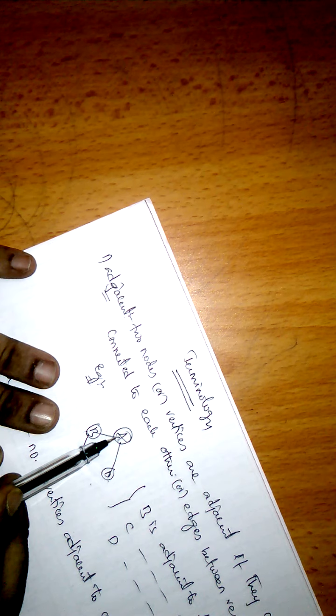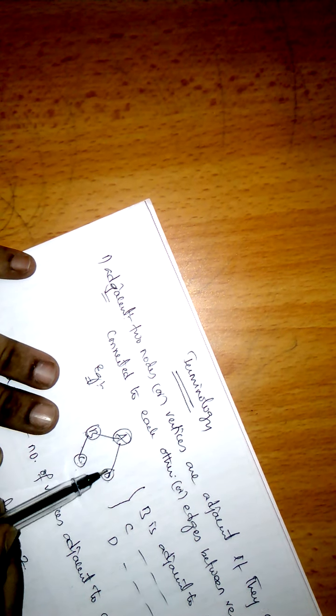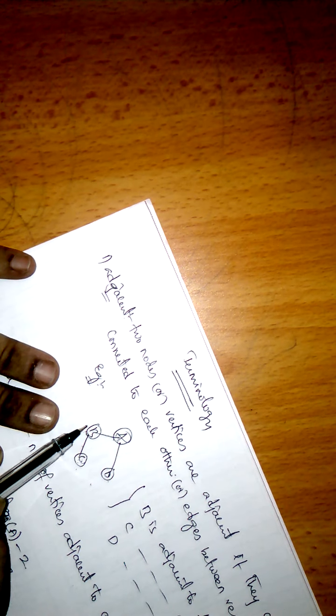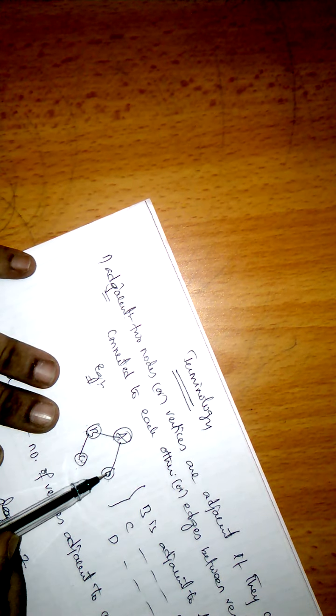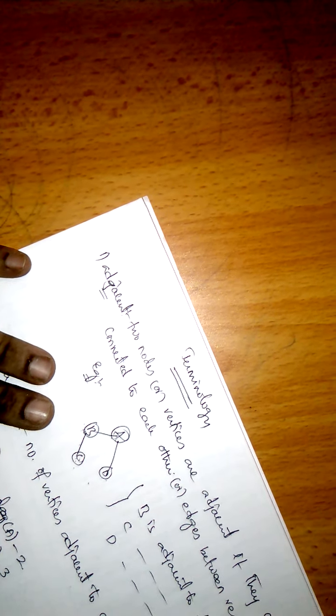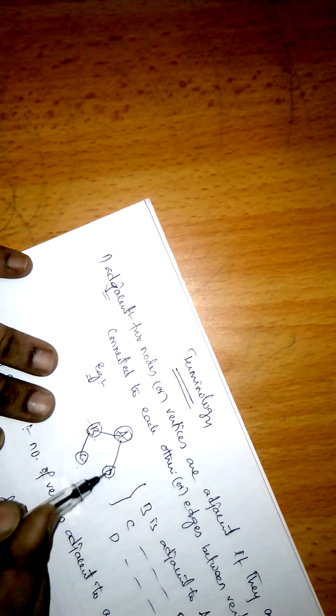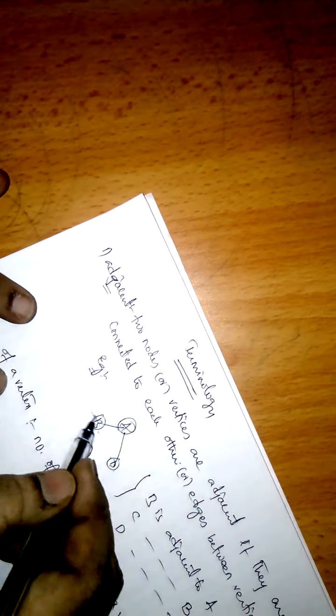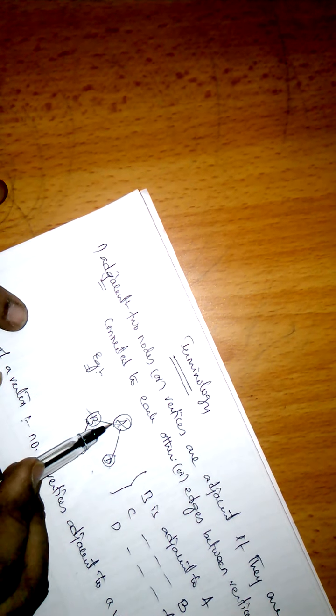B is adjacent to A, D is adjacent to A, and C is adjacent to B. This is called adjacency. If two nodes or vertices are connected to each other, then we say they are adjacent. B and D are adjacent to A. Now next, degree of vertex.